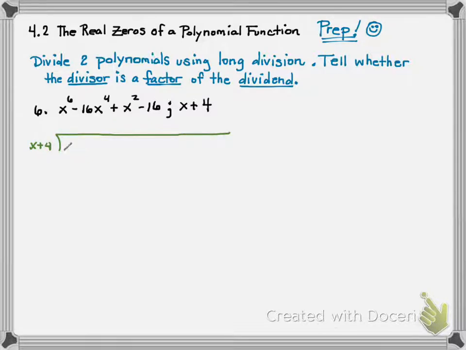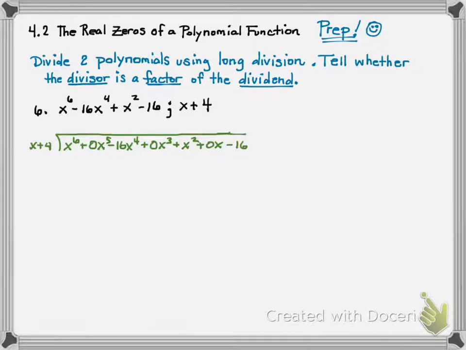And we're going to have x to the 6th, but we don't have any x to the 5ths. And we have a negative 16x to the 4th. But we've got no x cubes. We do have 1x squared, no x's, and a minus 16. Wow. All right, let's deal with it.